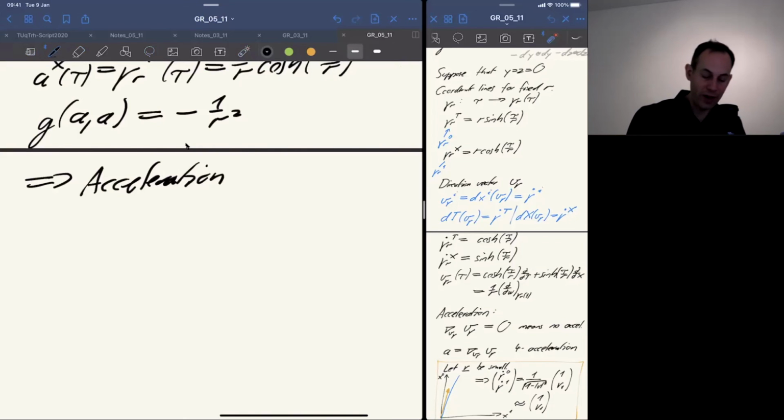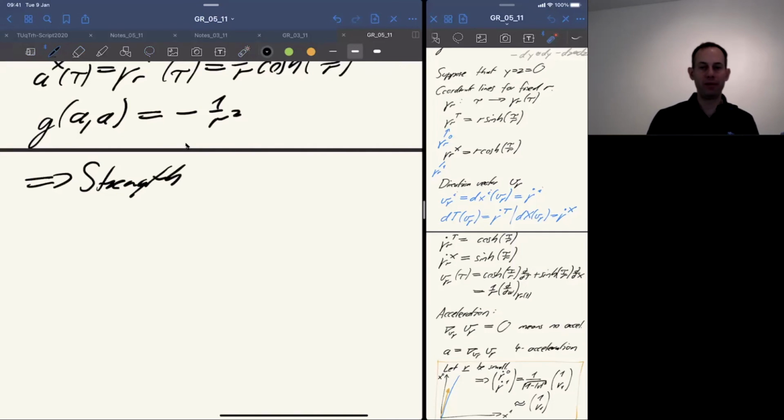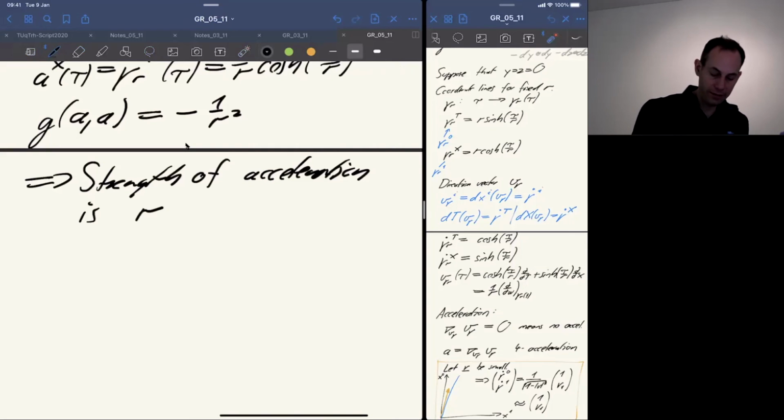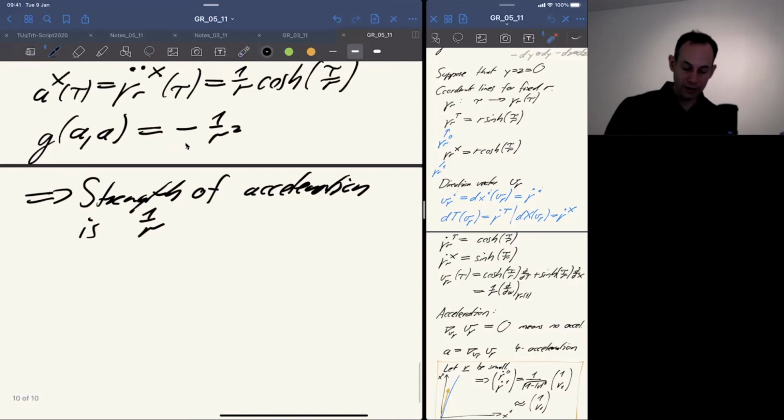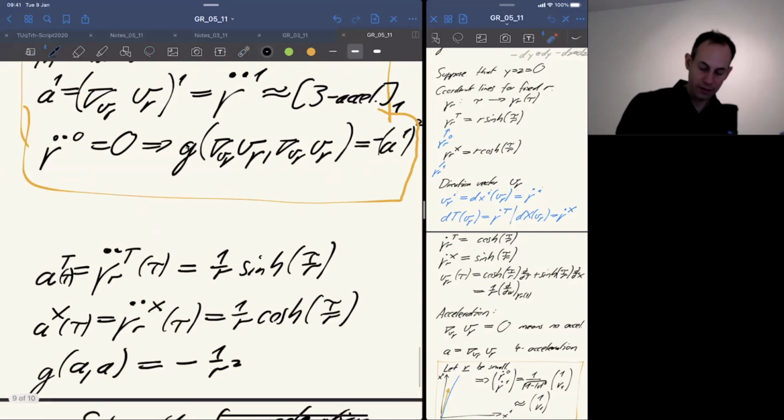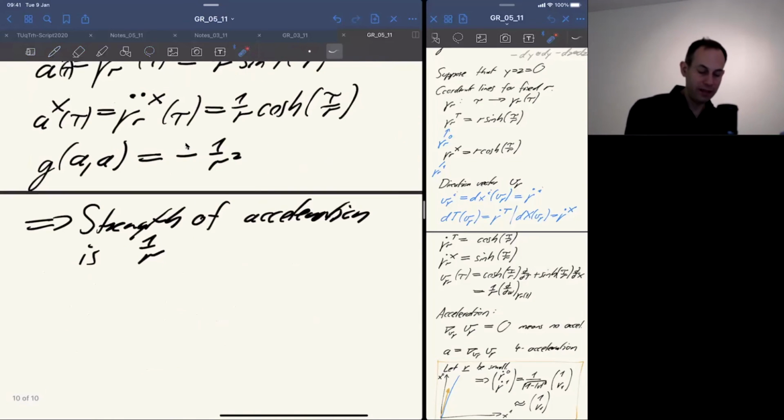The strength of the acceleration. Let's call it the strength. That's what we really feel, not the vector. So the strength in the sense explained before, when we really relate it to the normal 3 acceleration. So the strength of acceleration is 1 over r. I need to take the square root, of course, because that was all squared here. Okay, so we found something interesting.